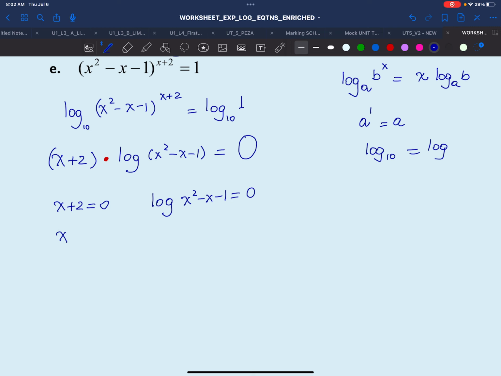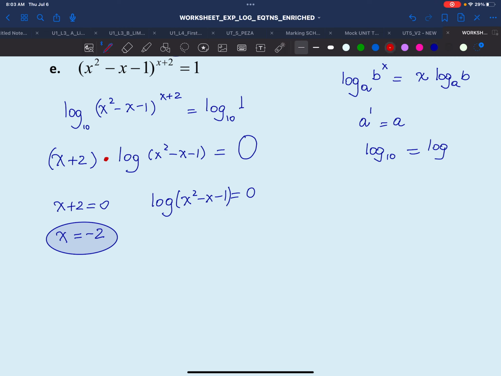Let's see what this turns into. I love the first equation. It's so easy to solve. It's linear. x equals negative 2. So I've found the first solution already. Beautiful. Now let's take a look at the second equation here. We have log of x squared minus x minus 1 equals 0. Now remember that this is a log equation, but not too difficult to solve.